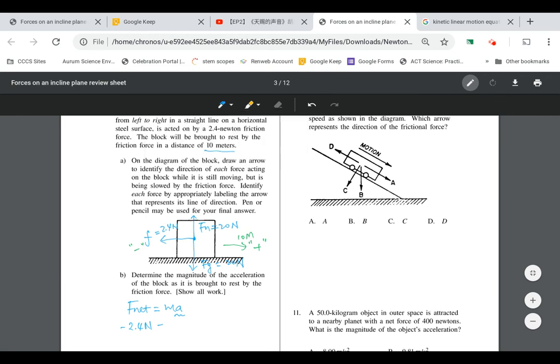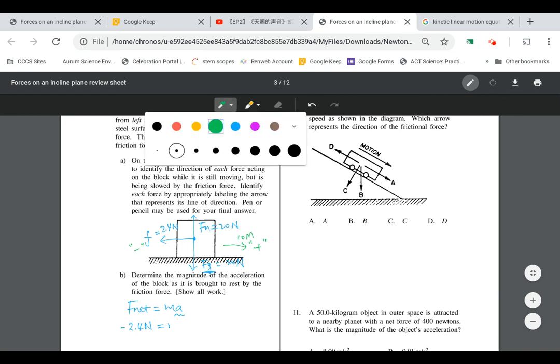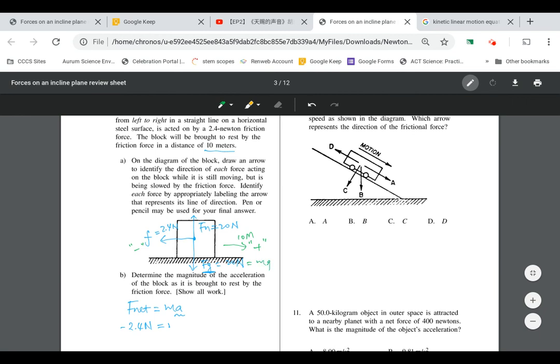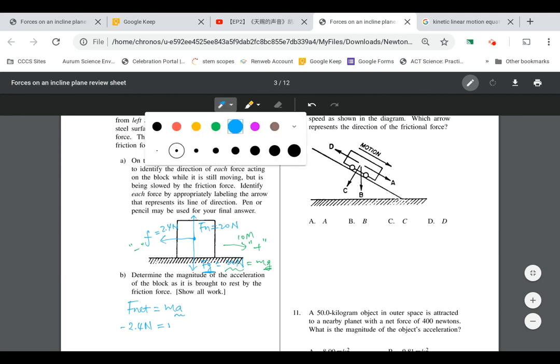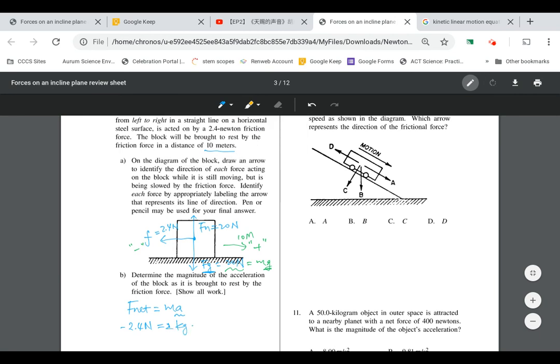Negative 2.4 newtons equals mass times a. Mass, we can get from gravitational force. Gravitational force is mg. So you use 20 newtons divided by gravity, you get mass. I'll just assume the gravity rounds up to 10. So your mass is 2 kilograms times a. And you divide 2 kilograms on both sides. a equals negative 1.2 meters per second squared.